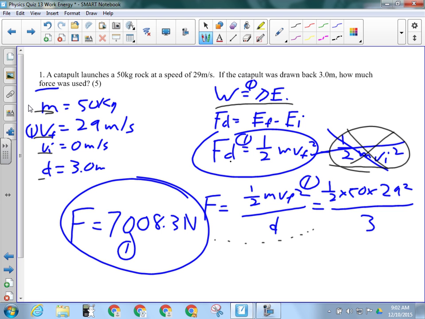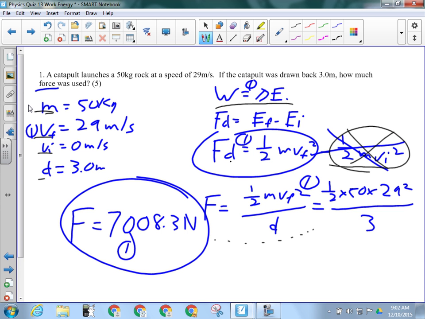That's their next mark, for 1/2 mvf squared divided by d, or maybe they went straight to plugging in the numbers. Whichever is fine. And then for our 5th and final mark, we should get 7,008.3. Sorry, I don't have 2 decimal places there. I should, but 7,008.3 newtons. Make sure that the units are right. It does have to be newtons because we were calculating force. Questions on number 1.